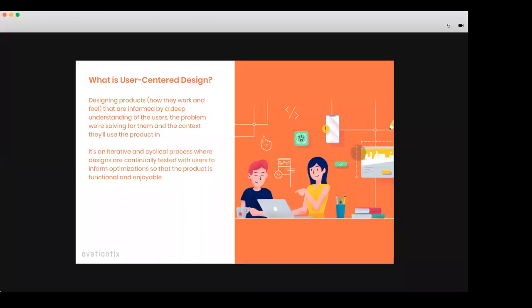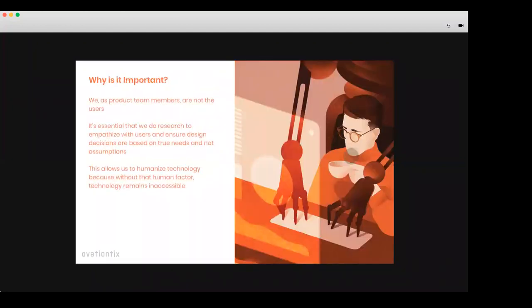User-centered design, for us, means designing products, both how they work and feel, through a deep understanding of the users, the problem we're solving for them, and the context they'll use the product in. It's an iterative and cyclical process where designs are continually tested with users to inform optimization so that the product is functional and enjoyable. The reason it's important is that we as product team members are not the users. So it's essential that we do research to empathize with our users and ensure our design decisions are based on true needs and not assumptions.